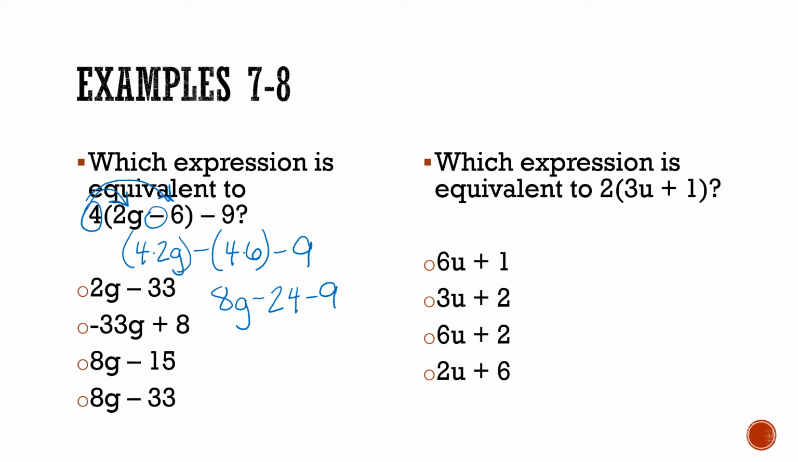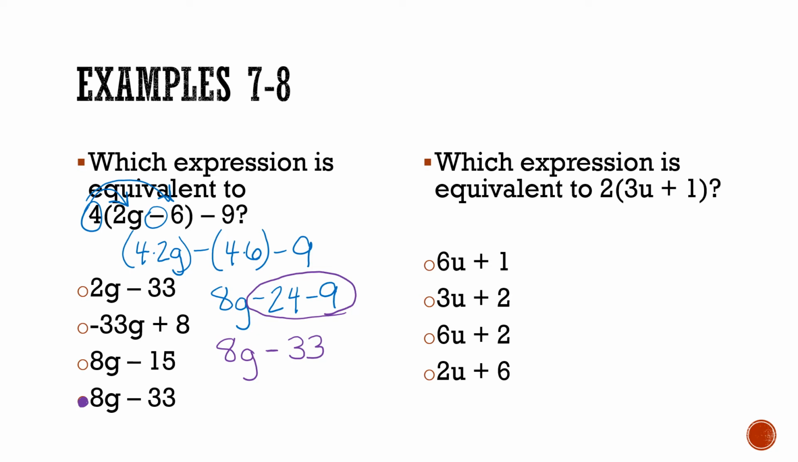So again, you're looking for those like terms. So we're going to simplify these two here. So the 8g is going to stay the same. Negative 24 minus 9. Do you have more negative or more negative? Got more negative. Now, think about it. Are we going to add 24 and 9 or subtract 24 and 9? Since they have the same sign in front of both of them, we're going to add those. So 24 plus 9 is 33. So we get 8g minus 33, which is answer choice D.